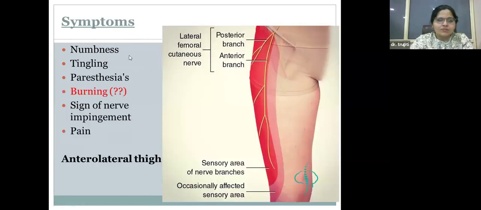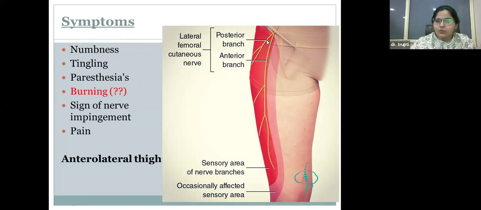What will be the symptoms? Numbness, tingling, paresthesia, burning, signs of nerve impingement, and pain in the anterolateral thigh. If a patient comes to you with burning, also rule out vascular disorders. If the patient is having herpes or any vascular condition, then you have to rule it out first.